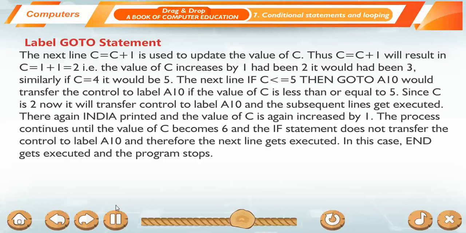That is, the value of C increases by 1. Had it been 2, it would have been 3. Similarly, if C equal to 4, it would be 5. The next line, if C is less than or equal to 5, then go to A10, would transfer the control to label A10 if the value of C is less than or equal to 5. Since C is 2, now it will transfer control to label A10 and the subsequent lines get executed.